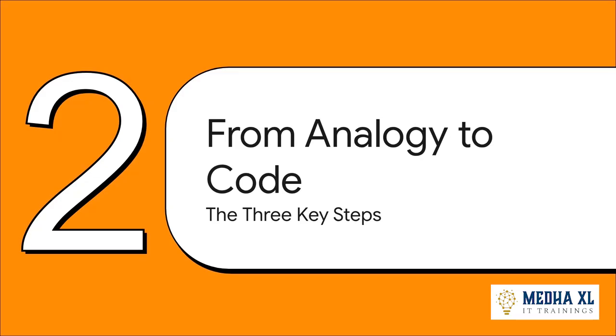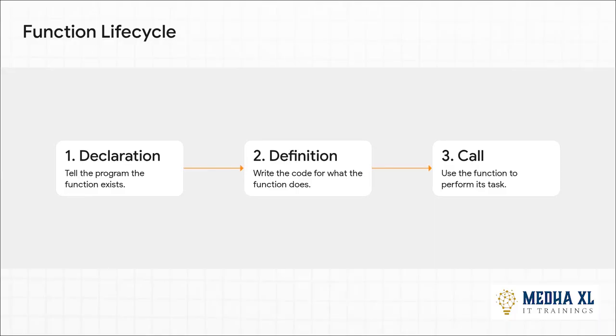Now, let's get into the nitty-gritty and see how this vending machine concept actually translates into the C code that you'll be writing. It all comes down to 3 key steps. First, you've got the declaration. This is basically putting a sign on the vending machine, telling the rest of your program, hey, over here, this function exists and this is what it needs. Second is the definition. This is the machinery inside, the actual code that does the work. And finally, the call. That's you, pressing the button and making it all happen.